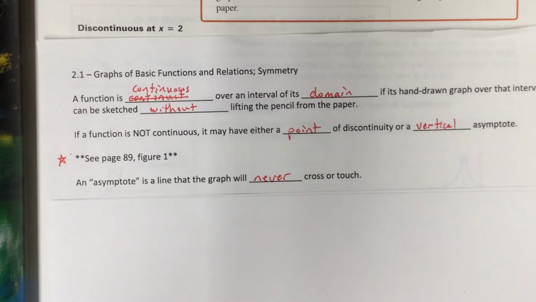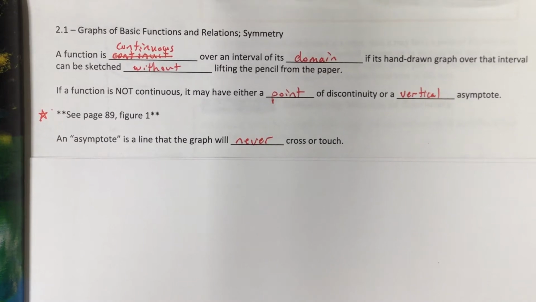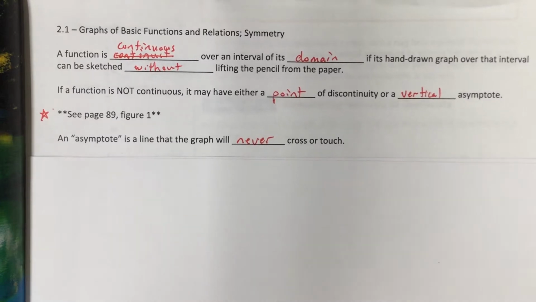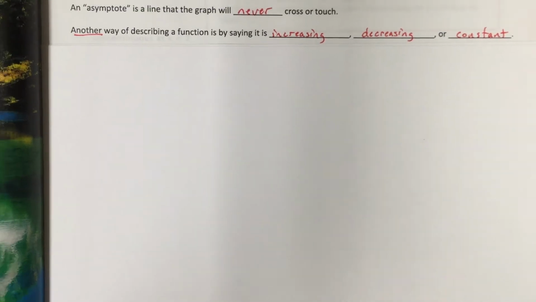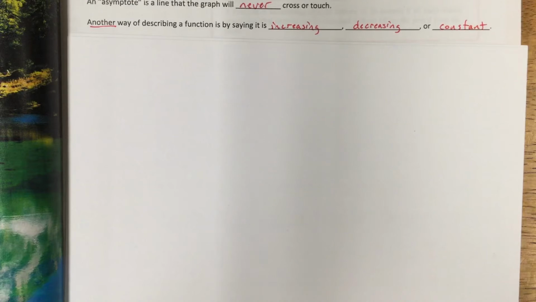Okay, so that's the first way we can describe the graph of a function, as to whether it is continuous or it is not continuous, and we can describe the interval over which those occur. The next way that we can describe a function is by saying that it is either increasing, decreasing, or constant. Constant just means that it is not changing. I would hope that everybody knows that increasing means that it is moving upward or rising. Decreasing something means it's going down.